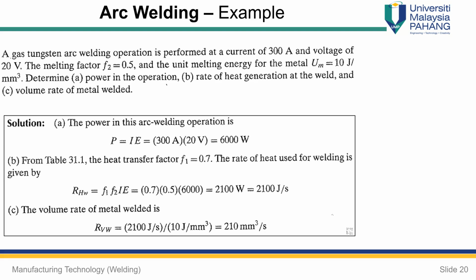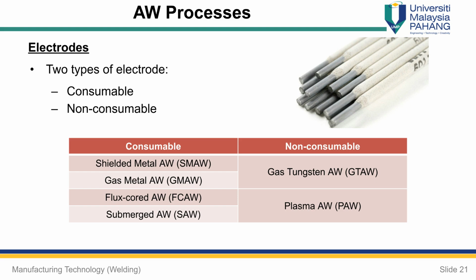U_M R_VW, where R_HW is the rate of heat generation in watts, and P equals IE is the power in the operation. This example calculates the power in the operation, the rate of heat generation at the weld, and the volume rate of metal welded for a gas tungsten arc welding process.